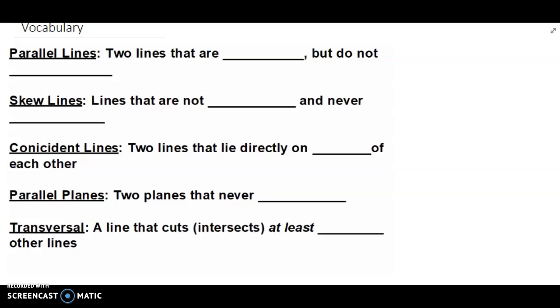So let's start here. Parallel lines, which hopefully you guys know what parallel lines are, but they're two lines that are coplanar, but they never intersect. Okay, so if they're extended on and on and on, they would never intersect. In algebra, you learn that they have the same slope, and that'll come back in section 5 of this chapter.